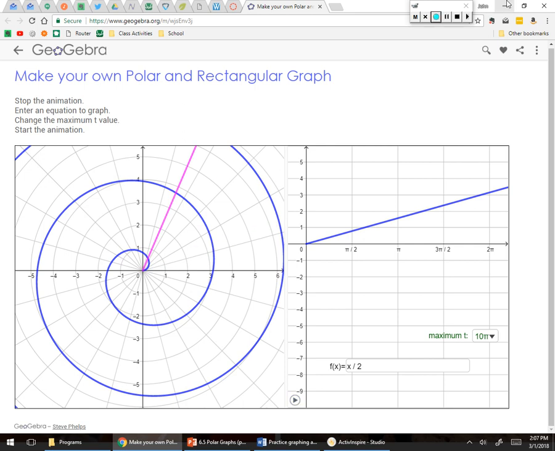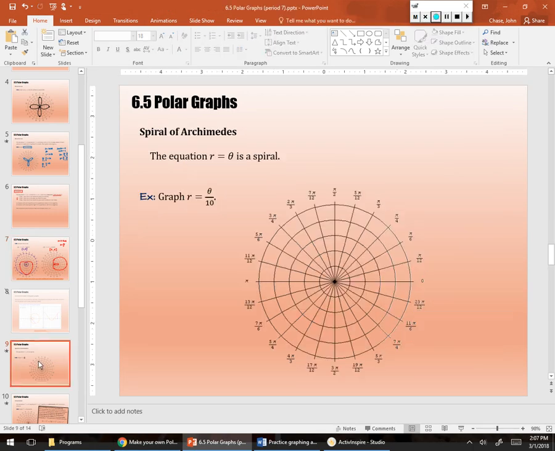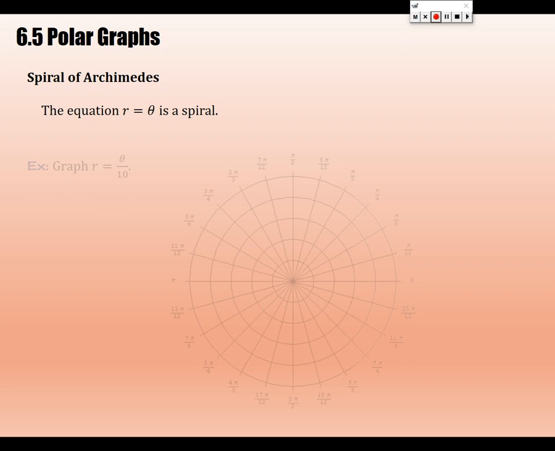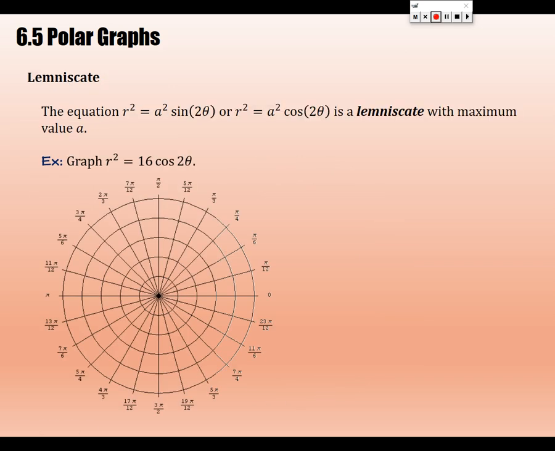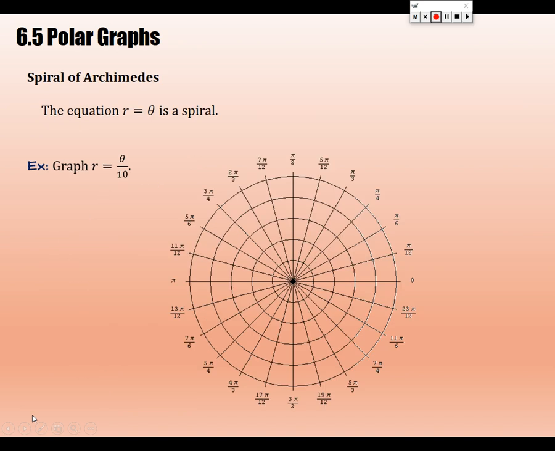Good times. Okay. I don't have much more to say about that. I think that covers our Archimedes spiral. That's called a spiral of Archimedes. R equals theta, or really anything R equals something times theta would be some kind of spiral. We don't need to say much about it. So there you go.